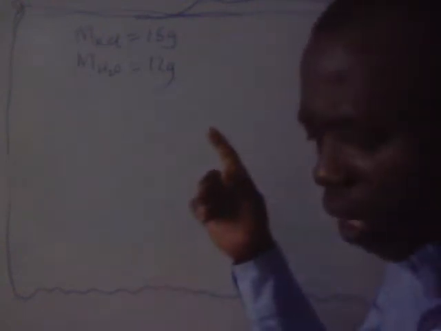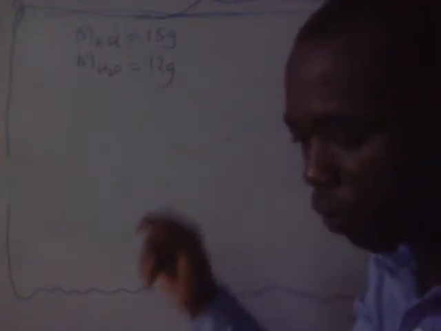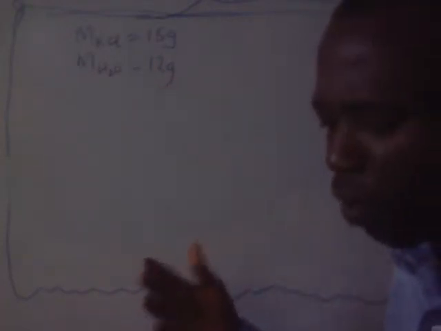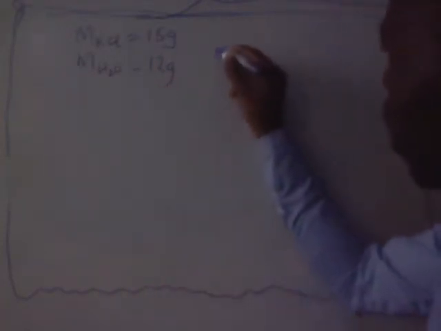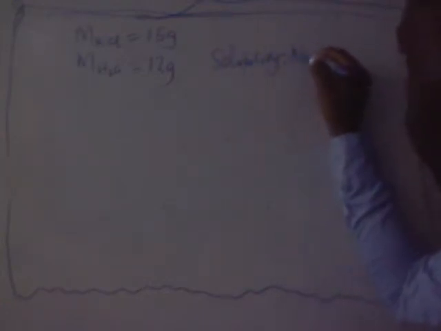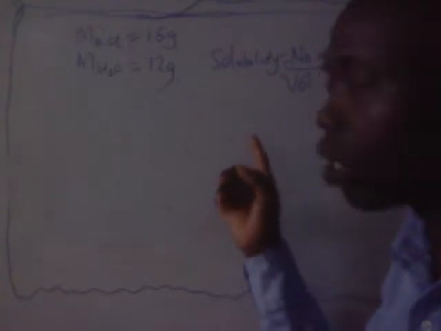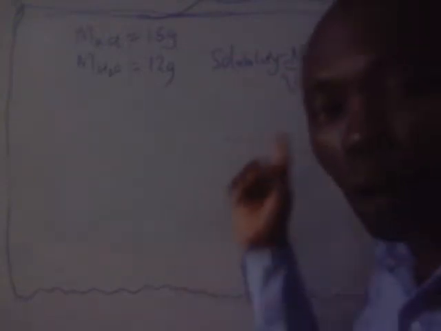Now, mass of potassium chloride given is 15 grams. Mass of water given is 12 grams. First, what is the formula for solubility? Solubility equals number of moles all over volume in dm cube. That's solubility. That does not mean the unit is only mole per dm cube. It does not mean that it cannot be in gram per dm cube.